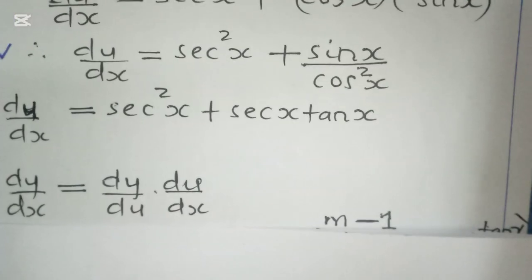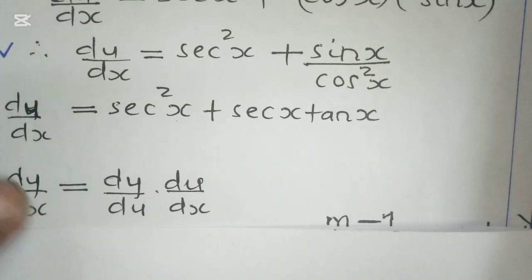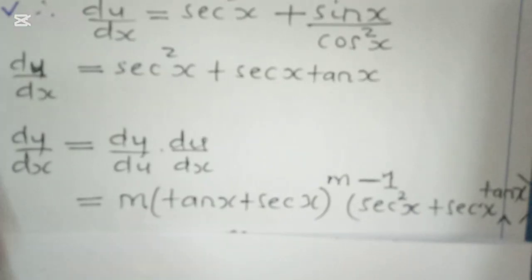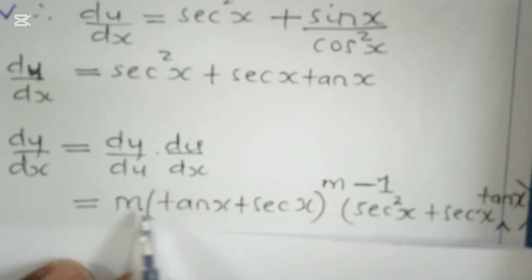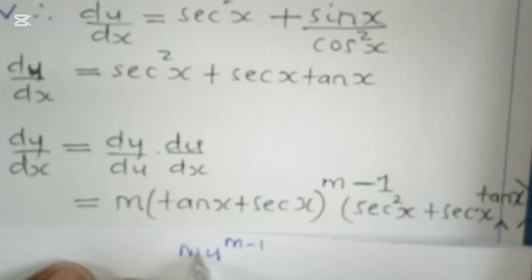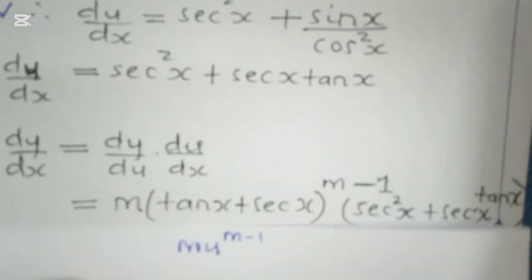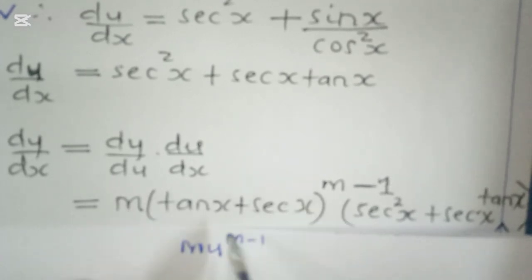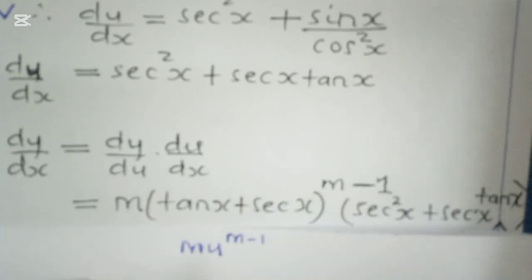Now we multiply dy du by du dx for us to get dy dx. Dy dx is equal to dy du multiplied by du over dx. So when we multiply that, we shall get this value. Remember, dy du was m u raised to m minus 1, where u was tan x plus sec x. Then we have m minus 1.